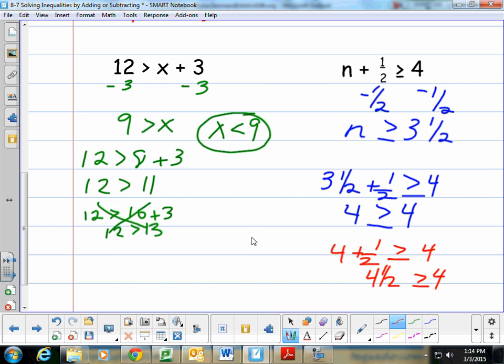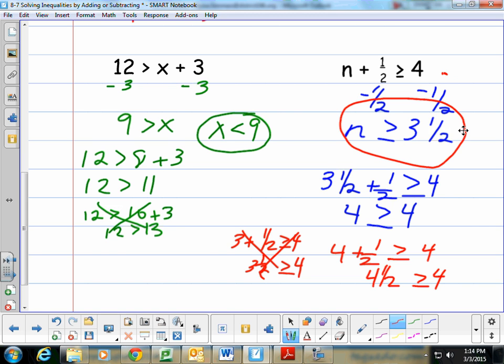Plug in something less than 3.5, so like 3. 3 plus 1/2 would be greater than or equal to 4? No, 3 and 1/2 is not greater than or equal to 4. So I just kind of proved my work that, to make this part true, n has to be greater than or equal to 3.5.